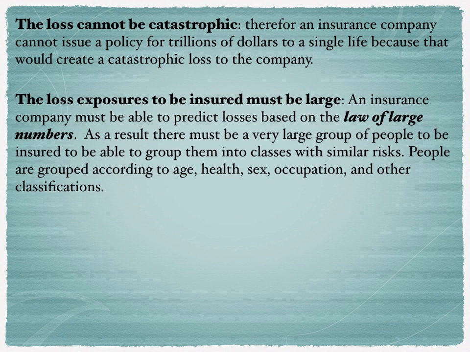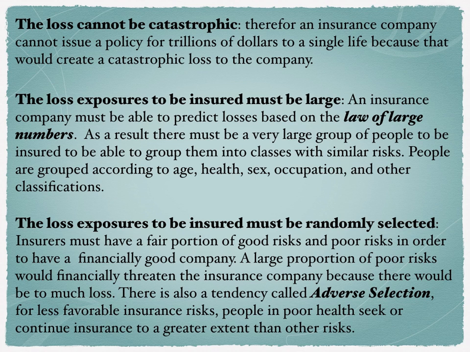The loss exposures to be insured must be large. An insurance company must be able to predict the losses based on the law of large numbers. As a result, there must be a very large group of people to be insured, to be able to group them into classes with similar risks. People are grouped according to age, health, sex, occupation, and other classifications.